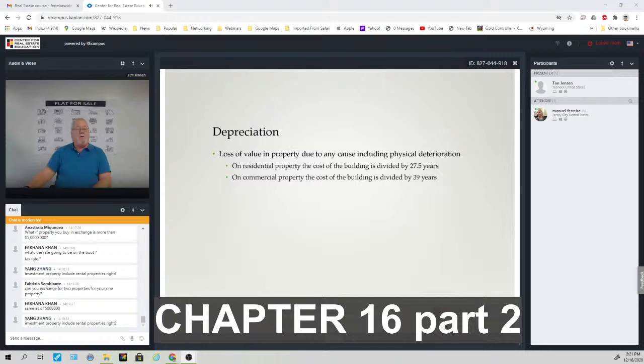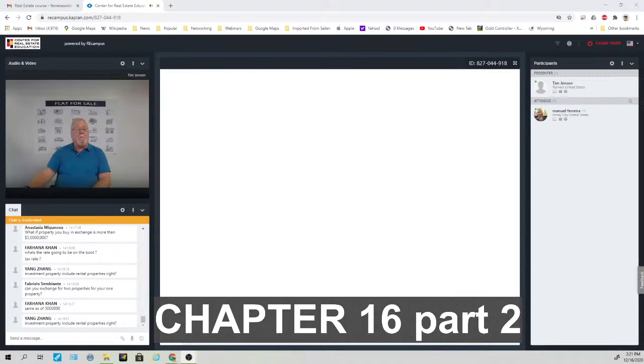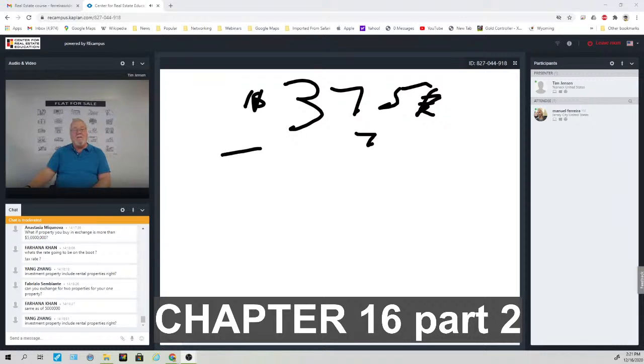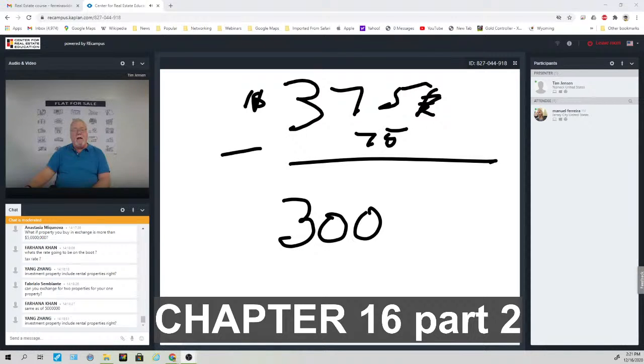To do depreciation for tax purposes, I'd have to back out the land value. So let's give an example. I buy an office building for $375,000. The assessed values are the improvements, $300,000, and the land is $75,000. So I would subtract the $75,000 out of the equation, and now the improved value is $300,000 according to our market rate.